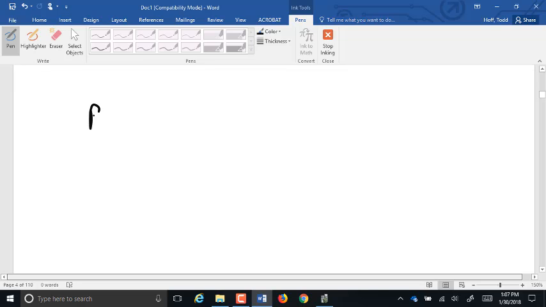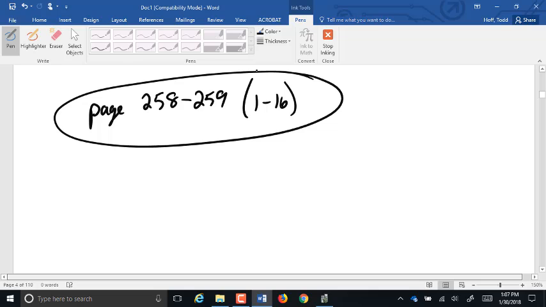Okay, I'm going to give you a packet. In this packet, it's going to be pages 258 through 259, 1 through 16. Actually, I believe that's in the packet you already have. That'll be questions on working with parts per million. For those of you that still need to finish up the quiz, I'll let you guys have the rest of the time to get started on the homework and finish up your quiz.